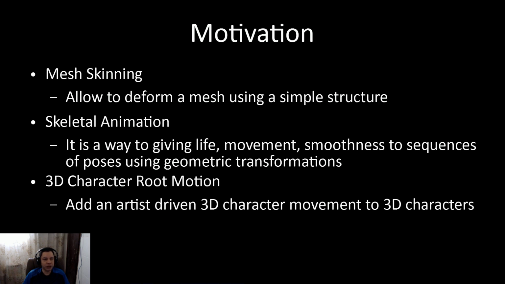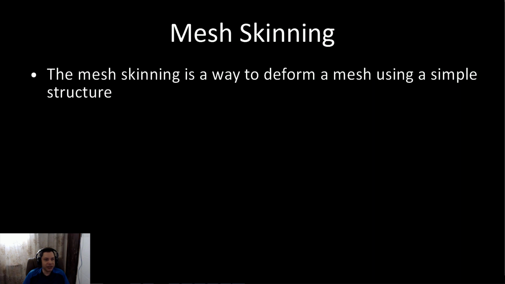The topics I show here are related with each other. The mesh skin is a technique that allows us to deform a mesh using a simple structure. To control how the mesh skin is applied, we can use the transformation hierarchy and implement our skeletal animation through geometric transformation. And finally, to move our 3D character in the 3D world, we can use the animation as input to do that. Let's start with the mesh skinning.